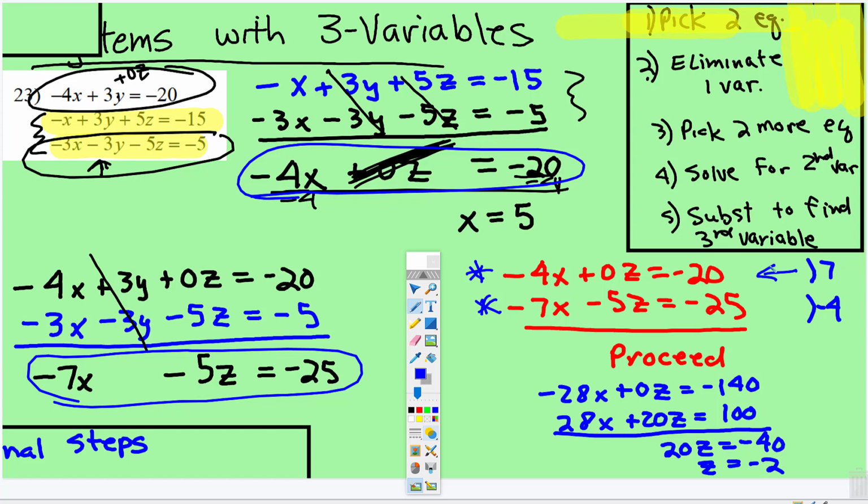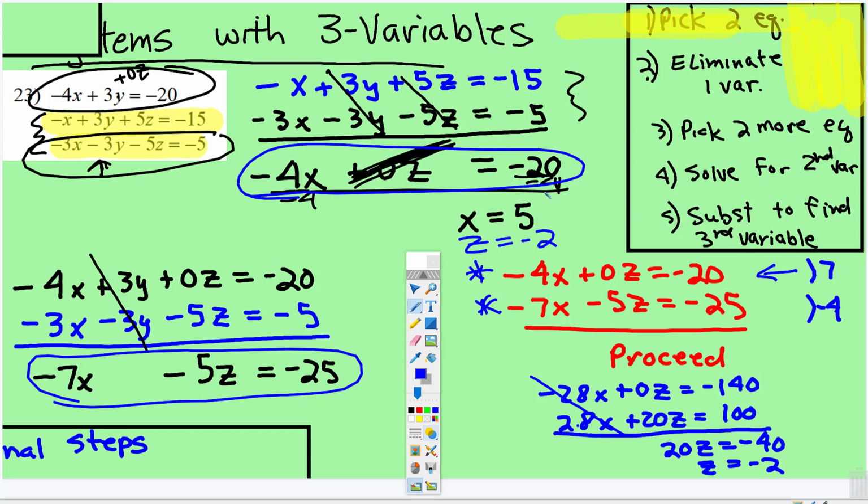So negative 4x times 7 is negative 28x. 0z times 7 is 0z. Negative 20 times 7 is negative 140. Now I'm going to do the bottom row. Negative 4 times negative 7x is positive 28x. Negative 4 times negative 5z is positive 20z. And negative 4 times negative 25 is 100. And now that these are opposites, we can add the columns. Those cancel. 0z plus 20z is 20z. Negative 140 plus 100 is negative 40. Divide both sides by 20, and you get z is equal to negative 2.